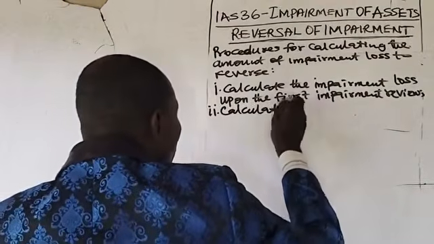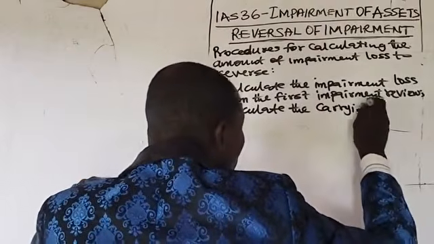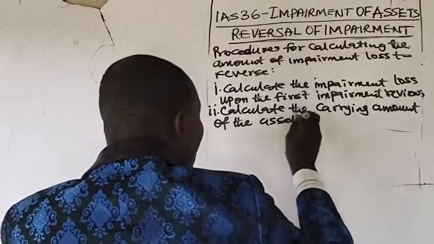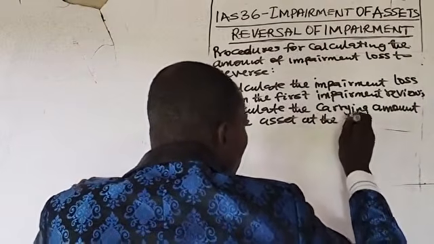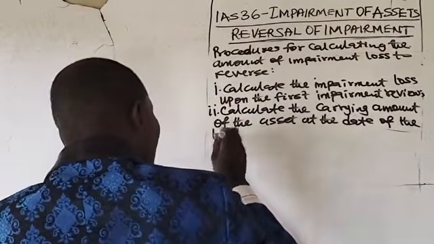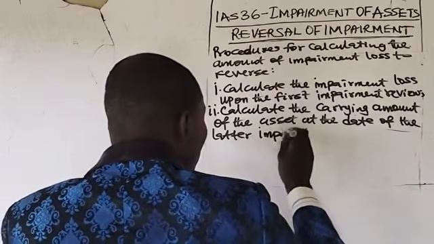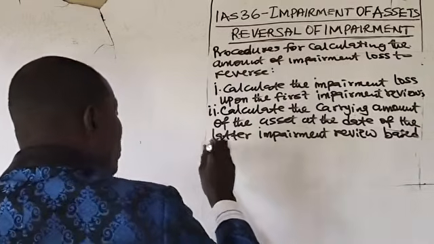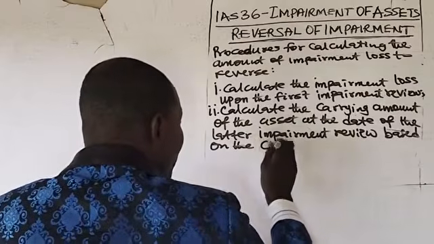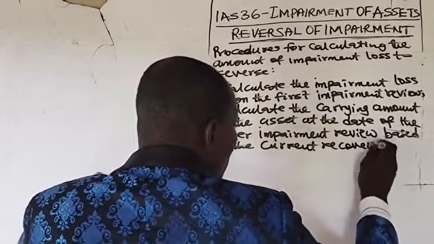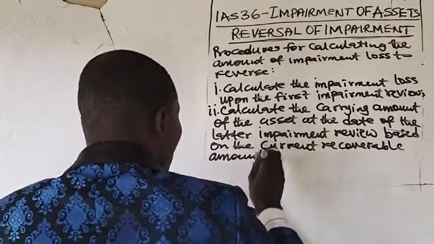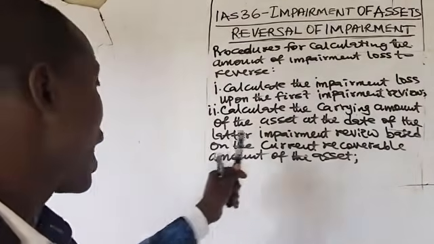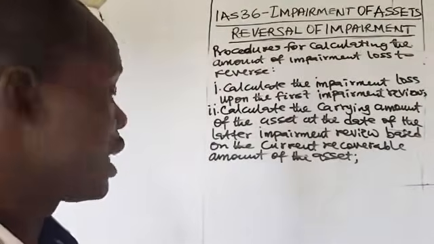Two, calculate the carrying amount of the asset at the date of the latter impairment review based on the current recoverable amount of the asset.